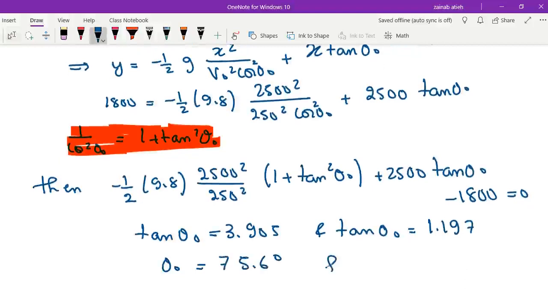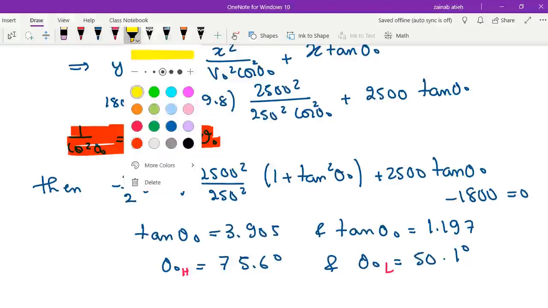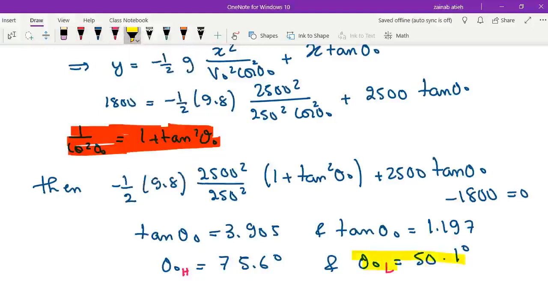theta 0 is equal to 75.6 degrees and theta 0 is equal to 50.1 degrees. So for sure this will be theta 0 low, or this will be theta 0 high, because the smaller one is the low and the bigger one is the high. These are the answers. So this is the answer and this is the answer.